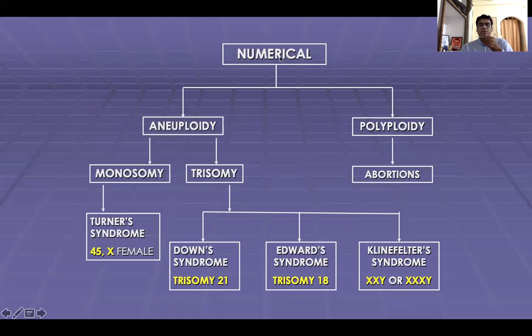Here you can see the numerical aberrations, aneuploidy and polyploidy. Polyploidy usually leads to abortions, and there will not be any live births. Aneuploidy will have monosomy or trisomy. For monosomy, the example is Turner syndrome with 45 X, single X, that is 45 X female. Under trisomy, you have Down syndrome, that is trisomy 21, Edwards syndrome or trisomy 18, or Klinefelter syndrome, that is double X Y or triple X Y syndrome.